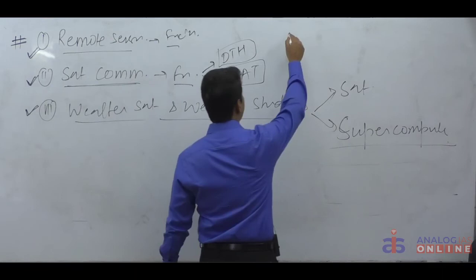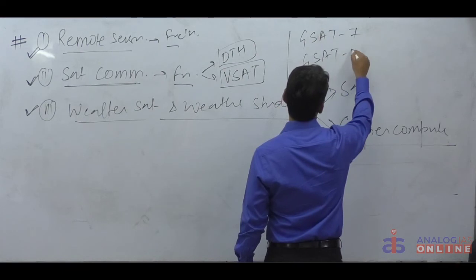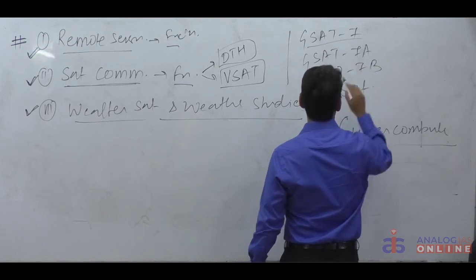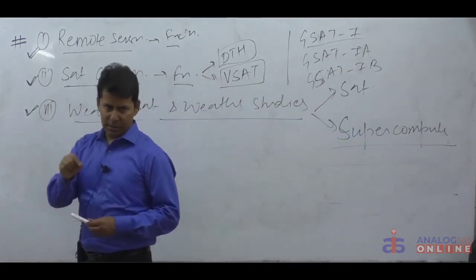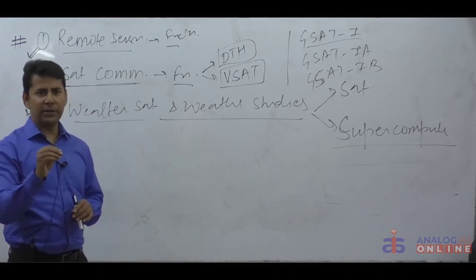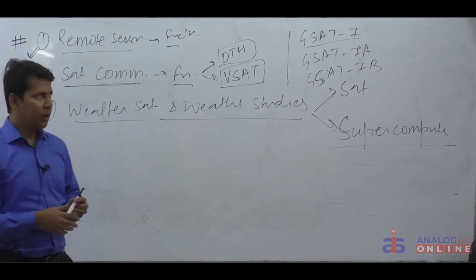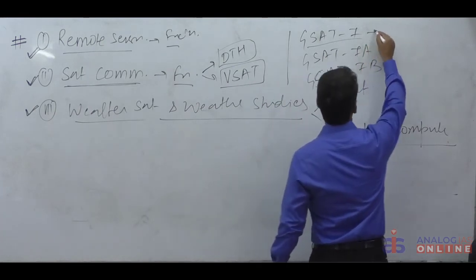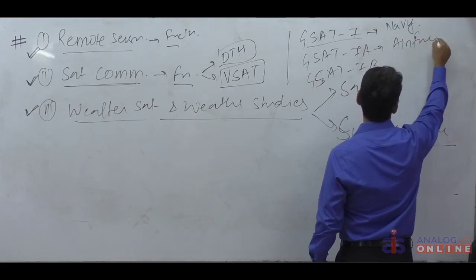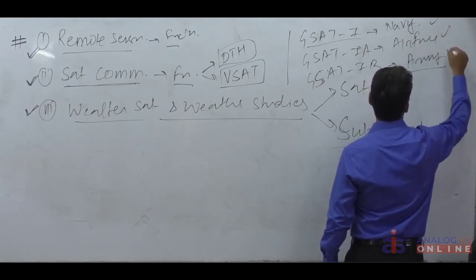But recently what we have seen, GSAT 7, GSAT 7A and recently GSAT 7B. 7B has not launched yet, but just last month, Rajnath Singh made an announcement that GSAT 7B will be the dedicated satellite for the Army, isn't it? If you remember, GSAT 7 was for the Navy, 7A was for the Air Force, and this is for the Army. This will be in the future.